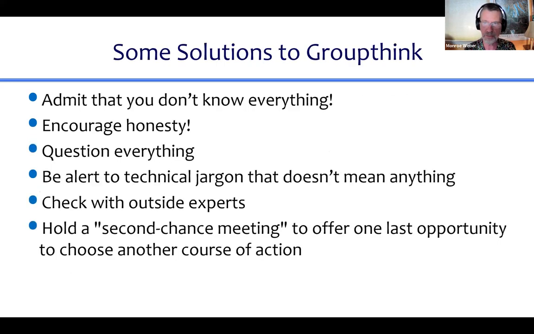The question is, how do you prevent groupthink where you all are happy to come up with a solution even if it's wrong because you all agree? Here's some ideas to help prevent that. So one is to admit that you don't know everything. I, Monroe Weber Shirk, do not know everything. Matter of fact, I only know a little bit about a very small number of things. So most things I know nothing about at all.